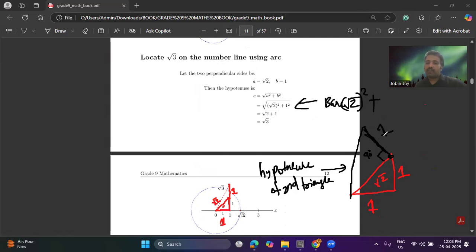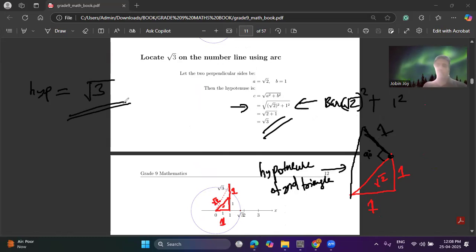This is the triangle 1. So that means 1 square. So that means you can get what is a root 2 square? Root 2 square is 2. 2 plus 1 square is 1. So 2 plus 1 is 3. That means square root of 3. So you will get hypotenuse equal to root 3.